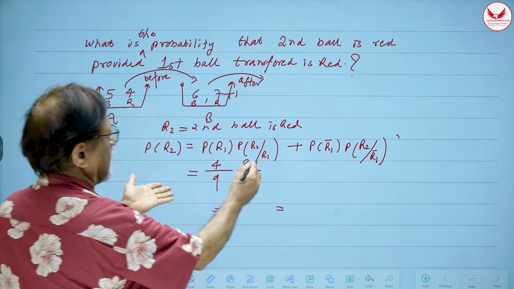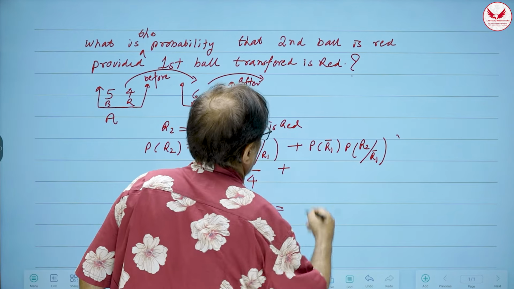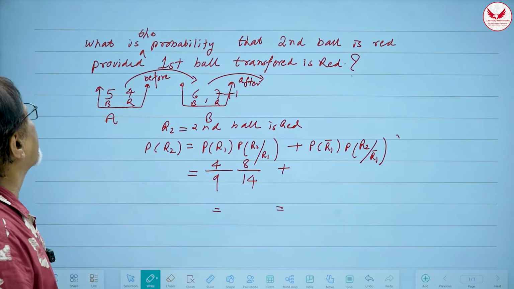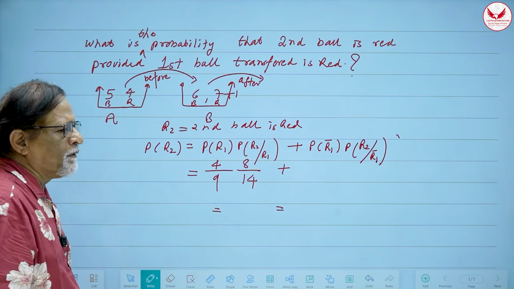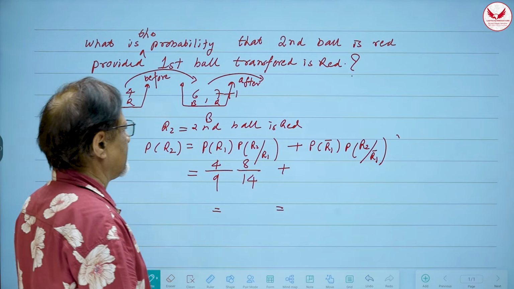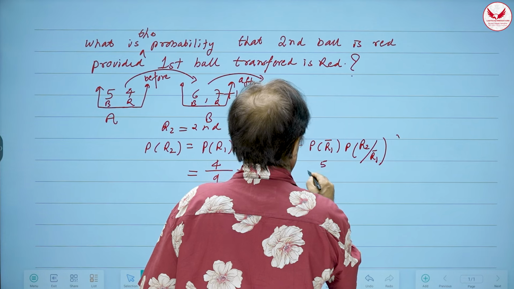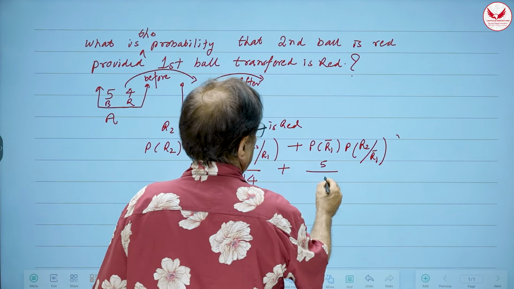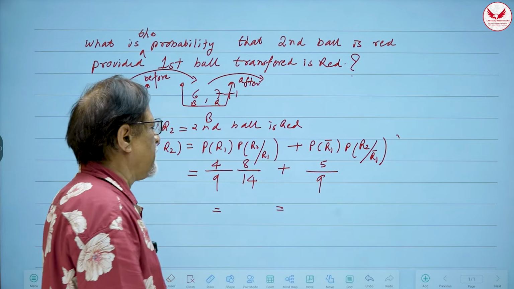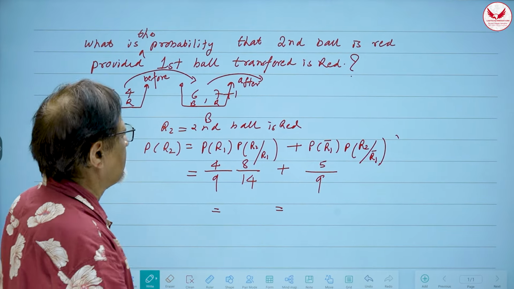So very easy to calculate and very common sense also. So common sense, what is the probability that it is not red? Not red means there is only one possibility, that the ball is black, right? So how many balls are black here? 5 balls are black. How many total balls are there? 9. So what is the probability that the ball is black, or not red? It is 5 by 9.